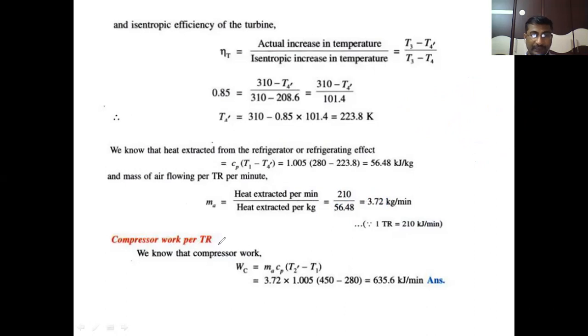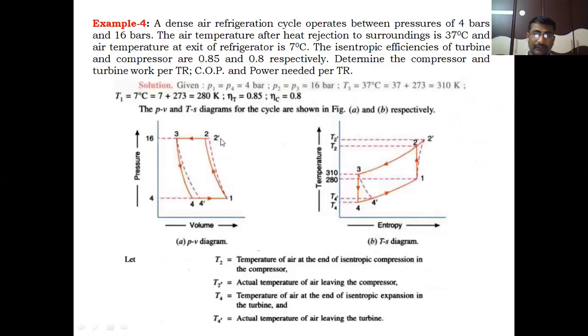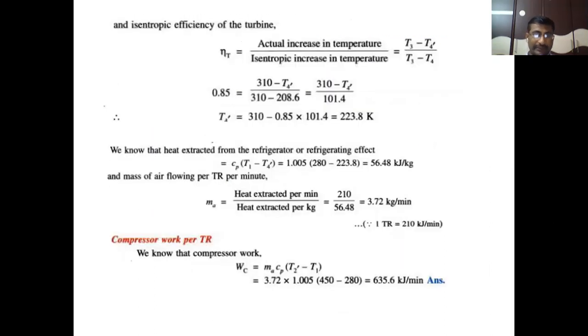Then compressor work per ton of refrigeration. It is asked in the problem, compressor work per ton of refrigeration. The compressor work formula is WC. The work consumed by the compressor is m Cp (T2 dash minus T1). Why are we taking this formula? Because 1-2 dash is the actual process in the compressor. So m into Cp into (T2 dash minus T1) is the formula to calculate the work consumption by the compressor. Clear, students? Temperature rise across the compressor is T2 dash minus T1.